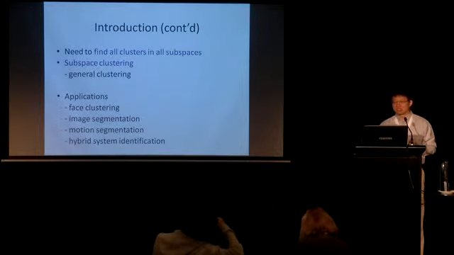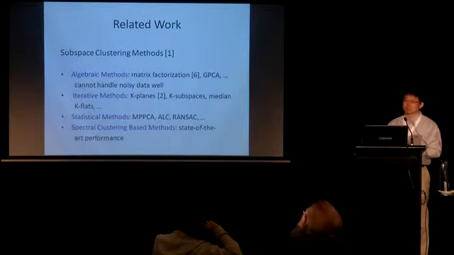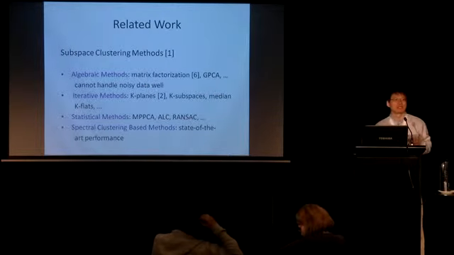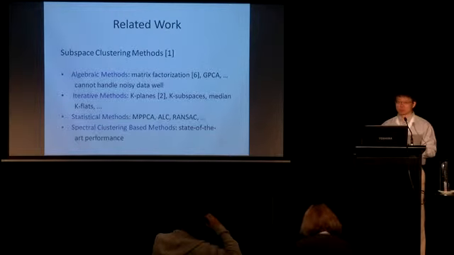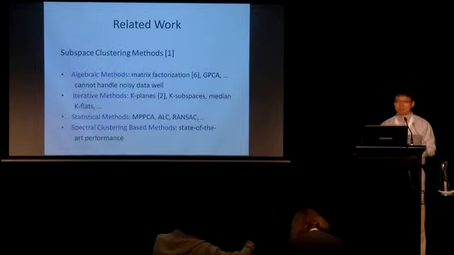And it is also called a general clustering. It has a number of applications. For example, in image segmentation, face clustering, motion segmentation. In system theory, it can be used for hybrid system identification. Subspace clustering methods have been there for quite some time. As far as I know, from early 1990s, there are some different works on this topic. Also, according to Dr. Vidal, there are 4 groups of methods for subspace clustering.